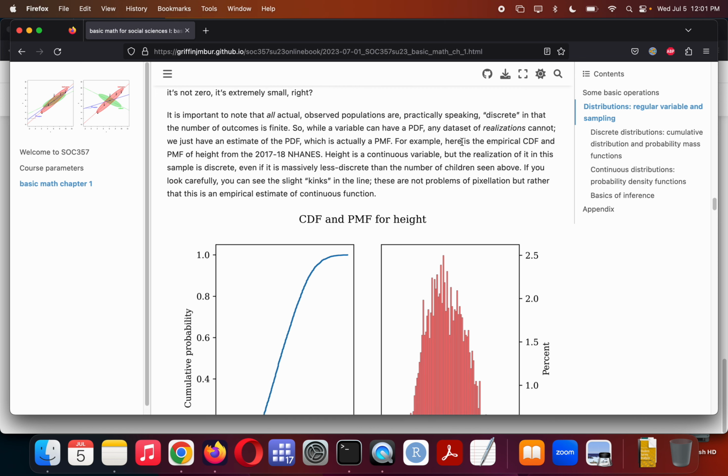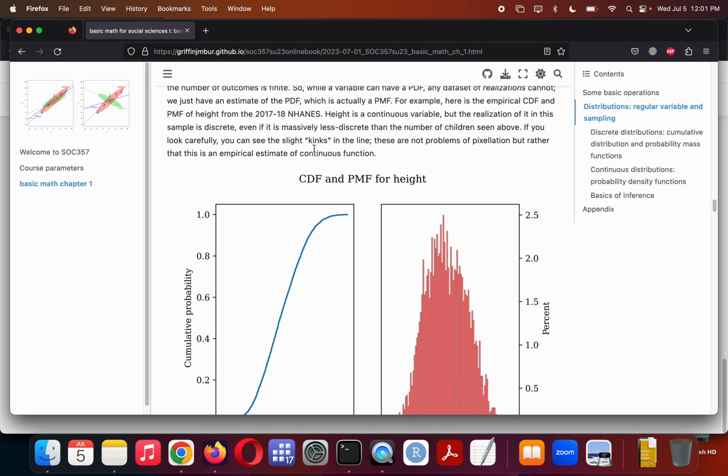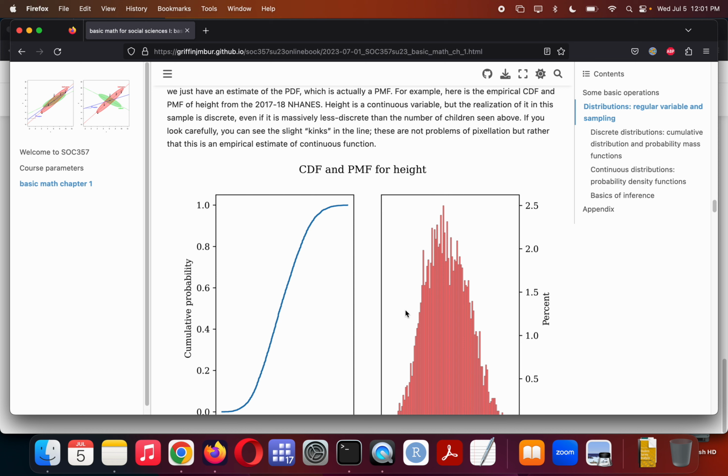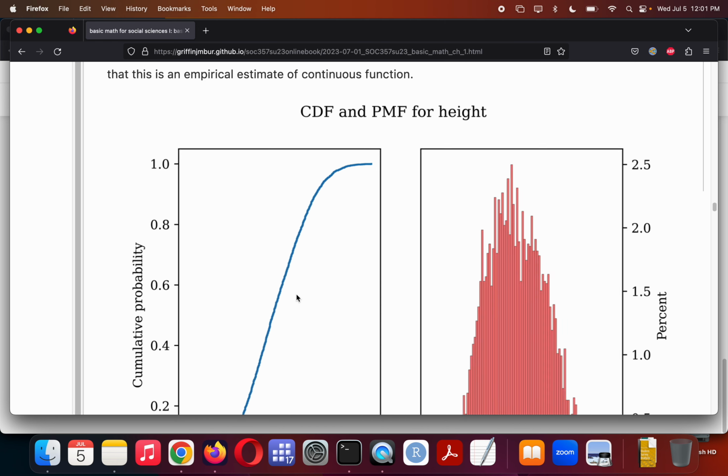So for example, here is the empirical cumulative distribution function and probability mass function of height from the 2017 to 2018 NHANES, which is like the big government study of health outcomes in the United States. So height is a continuous variable, and it can take on many possible values in the sample. Note that these look pretty smooth, right? This cumulative distribution function in particular looks almost exactly smooth. You can see if you zoom in that there are these little kinks, and that's not a pixelation problem. You can see the quality is quite good.